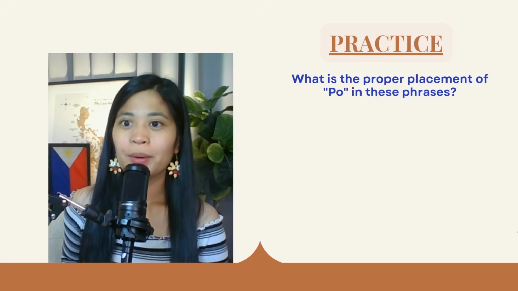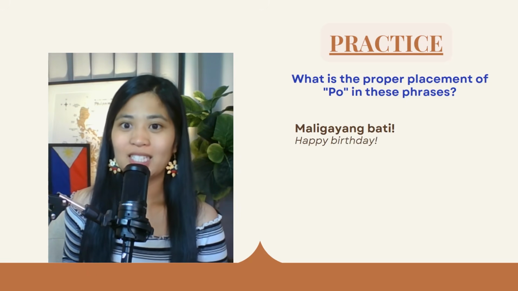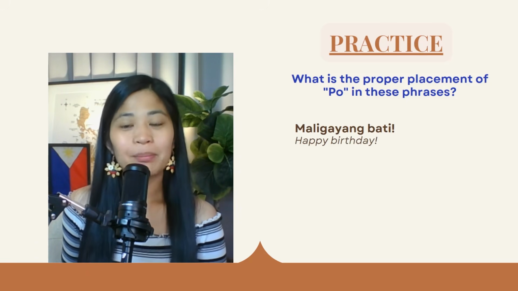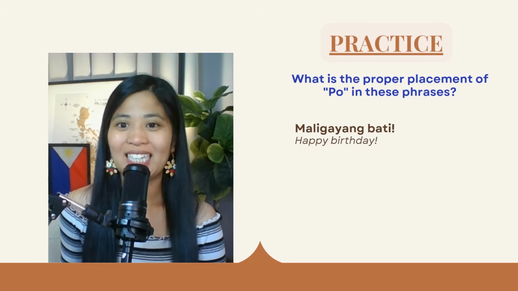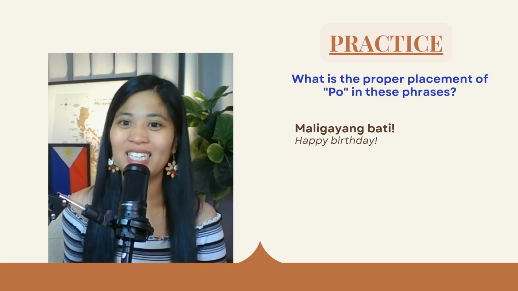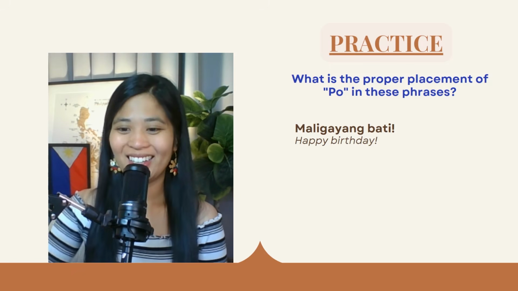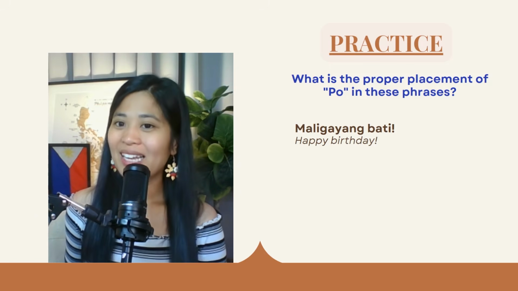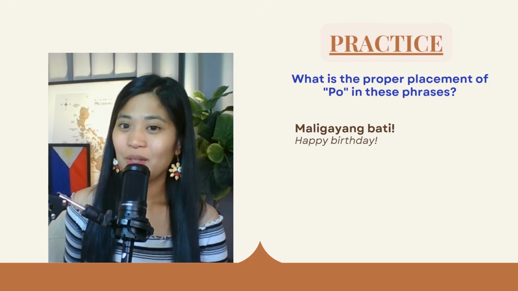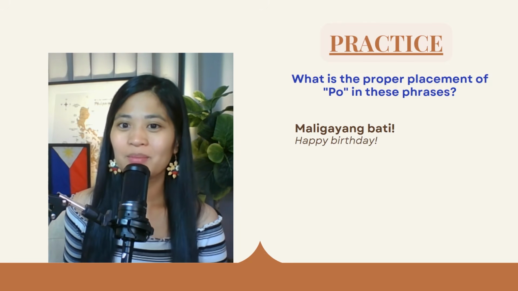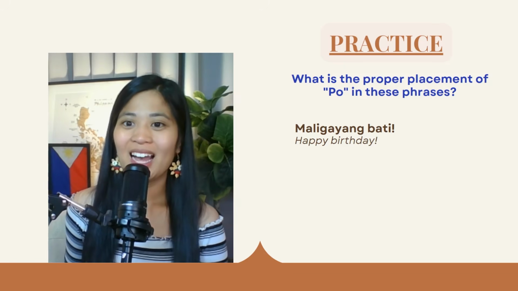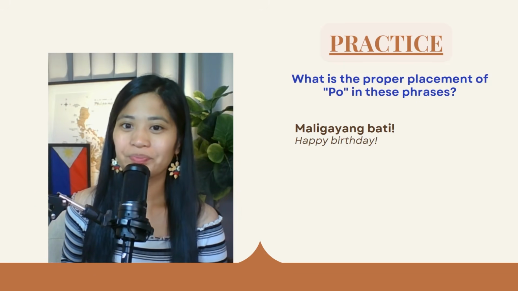All right, so let's do some practice. What is the proper placement of po in these phrases? Maligayang bati, happy birthday. Maligayang means happy. Bati means a greeting. So happy greeting, usually used for happy birthday. Maligayang bati. I'll give you a hint. This is a set phrase. So think about that. Maligayang bati, happy birthday. Where would po go there?